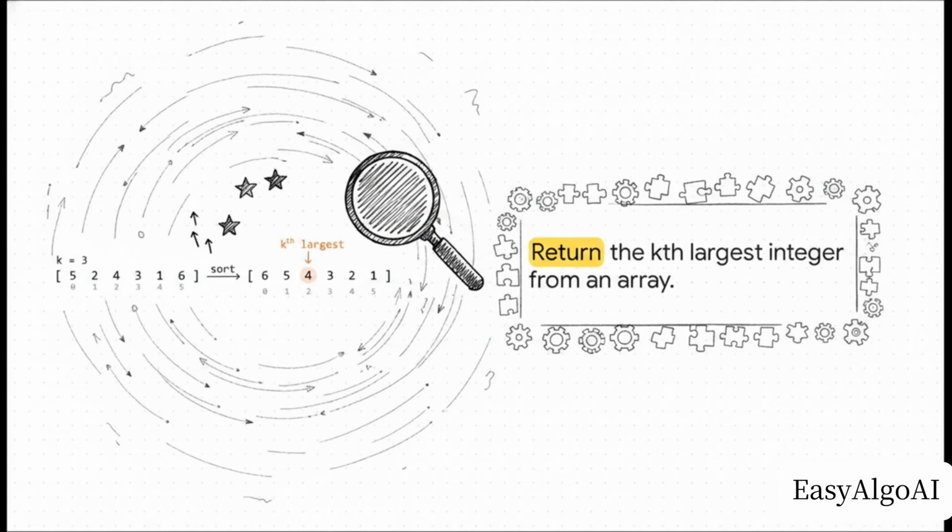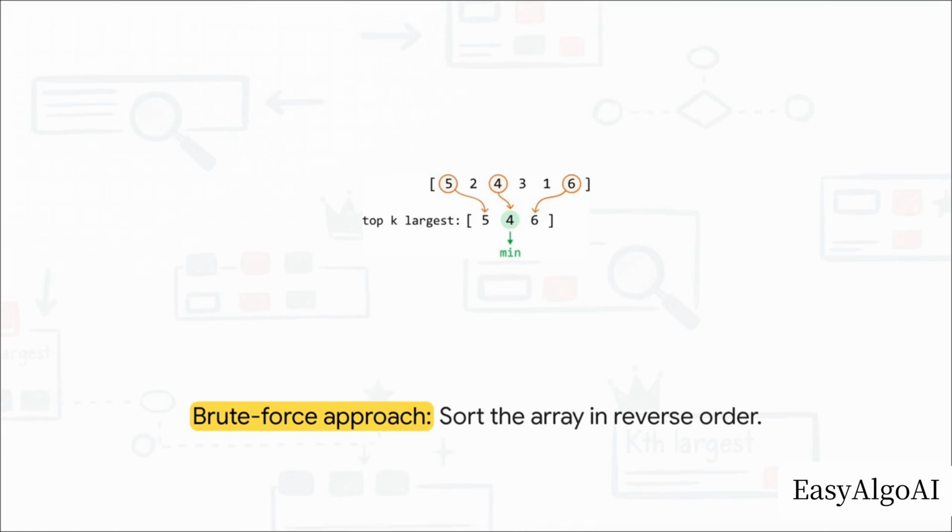So here's the exact problem we're tackling today. We need to return the kth largest integer in an array that contains no duplicates. Say we've got an array of 6 numbers: 5, 2, 4, 3, 1, and 6. And for this example, let's just set our k to 3. So out of this entire list, we just want to pinpoint the third largest integer. Simple enough, right?